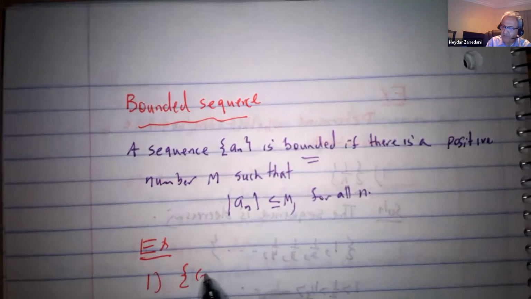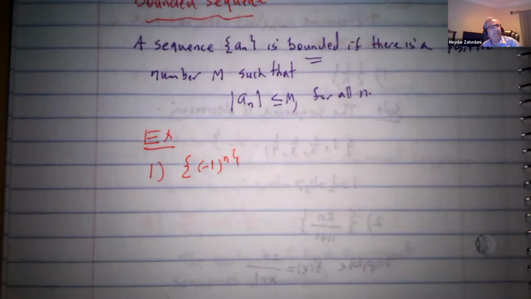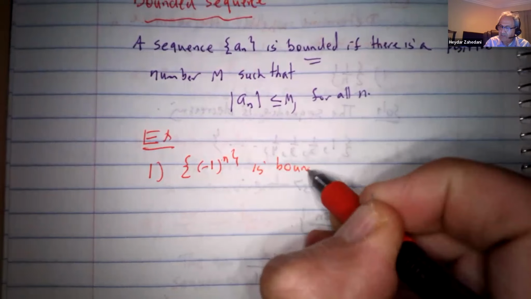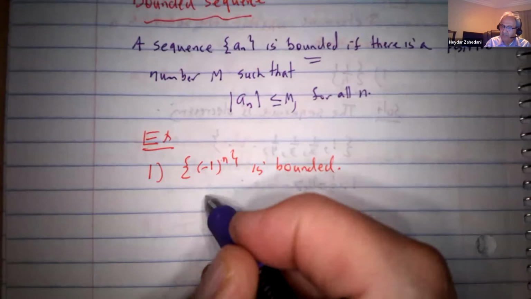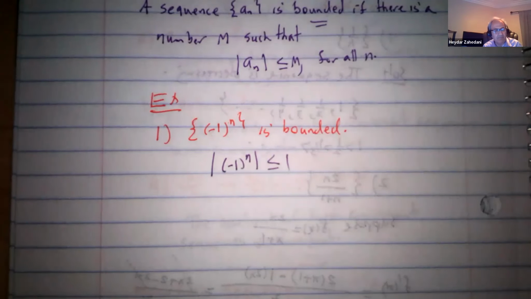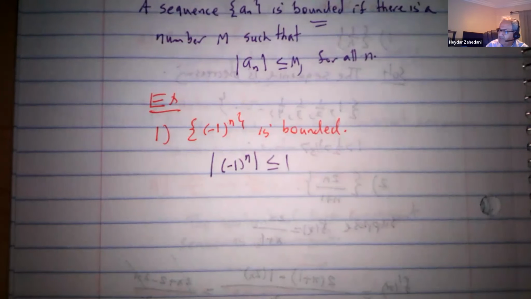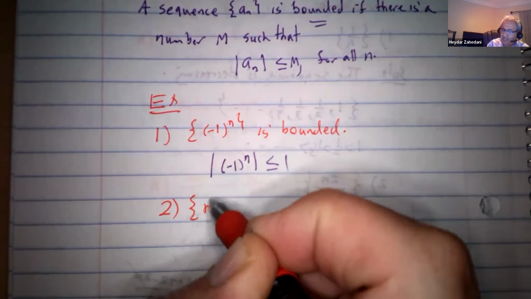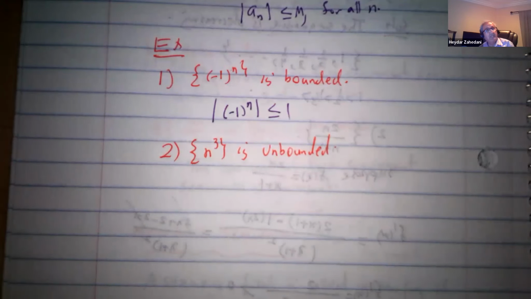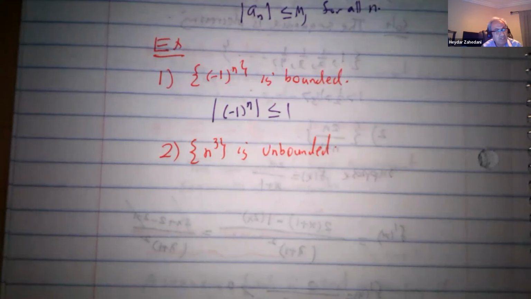remember the sequence negative one to the n. If n happens to be an even number, the result is positive one; odd number, negative one. So the terms of this sequence, with absolute value, are always less than or equal to one. So this is bounded, because the absolute value of negative one to the n is equal to one, in fact less than or equal to one. But a sequence like n cubed is unbounded, because n cubed keeps getting bigger and bigger, so this never is bounded.